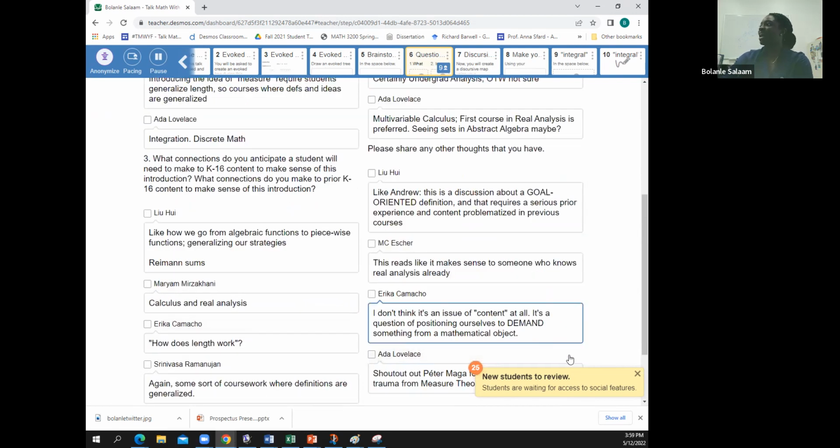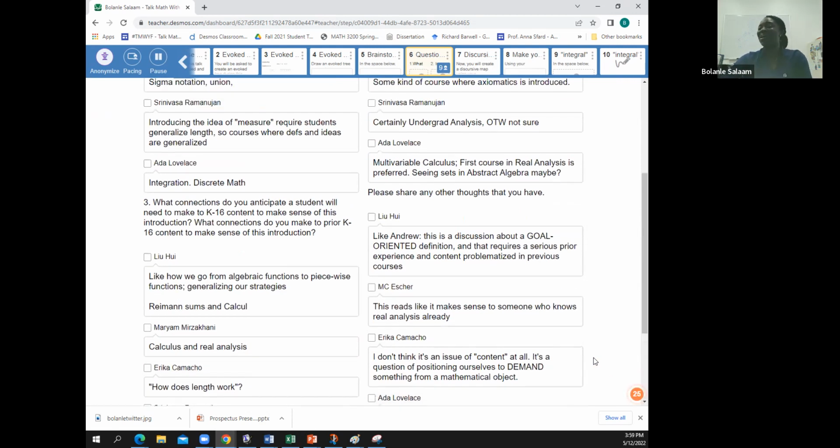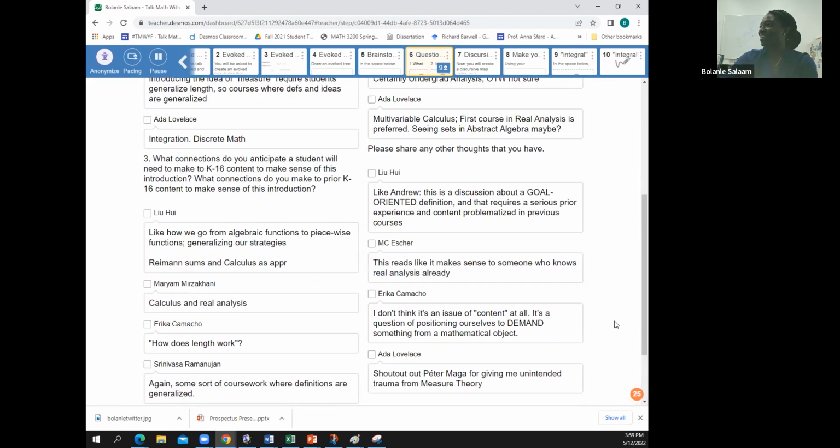I don't think it's an issue of content. It's a question of positioning ourselves to demand something from mathematical objects. So yes, I said earlier, Peter, trauma. Some people say they have trauma from learning measure theory. That requires serious prior experience and content problematized in previous courses. Okay. One of the questions I wanted us to also think about here was what kinds of students may struggle just reading that?